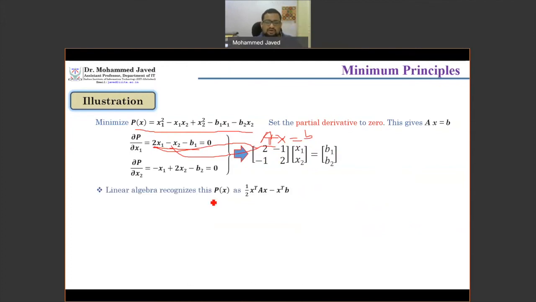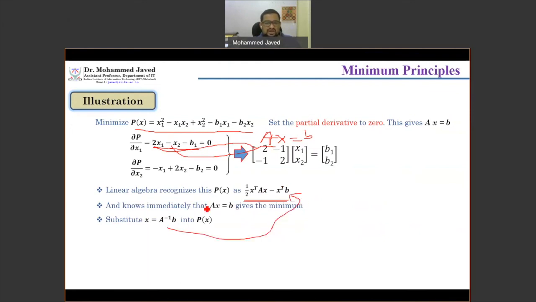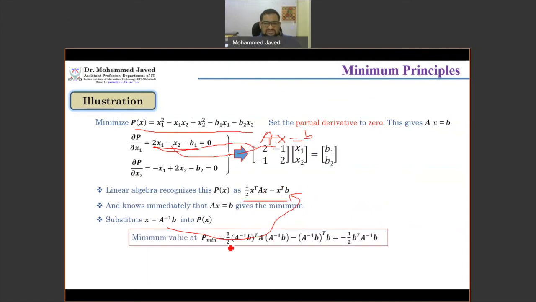So now I got Ax equal to b, and I also know that with respect to two variables, the quadratic p of x is half x transpose Ax minus x transpose b. And I also know that Ax equal to b gives the minimum point. That is, x equal to A inverse b is the minimum. Now substitute x equal to A inverse b into p of x. Substitute this in this, and you will see that you will get the minimum point. That is minus half b transpose A inverse b. You will get the minimum value.